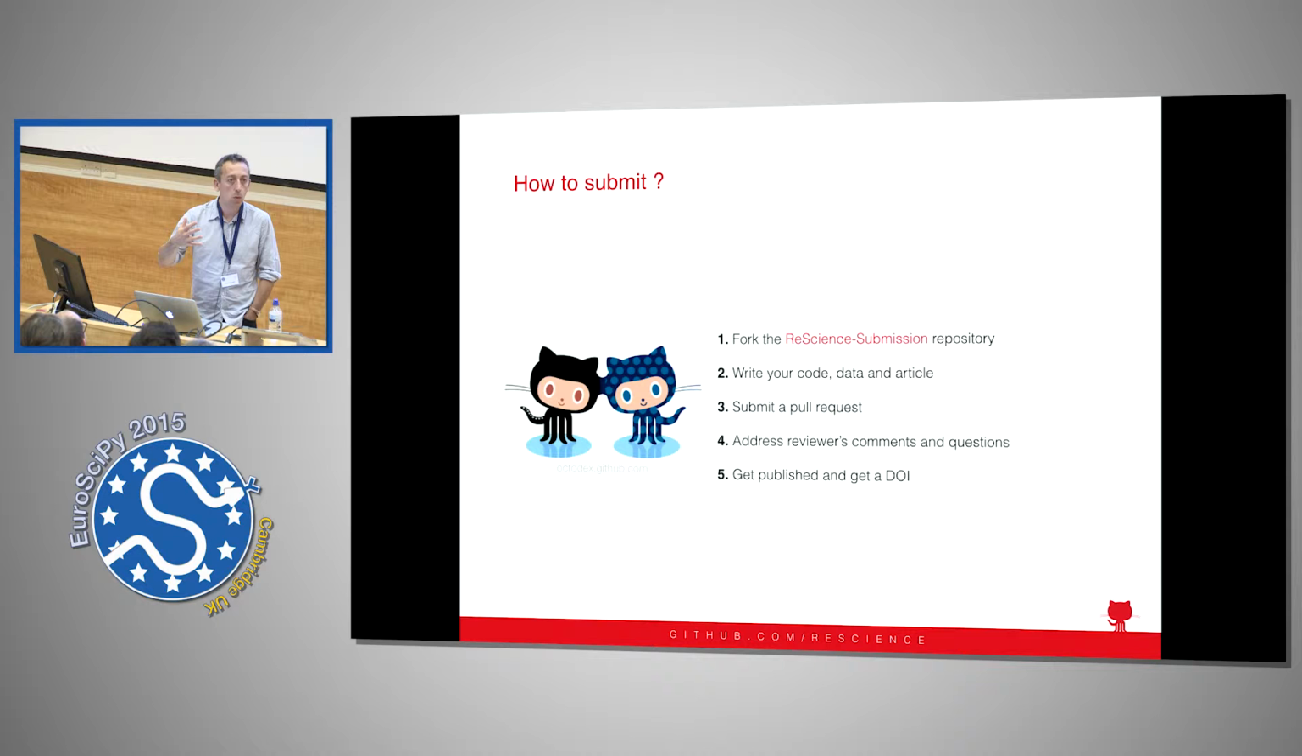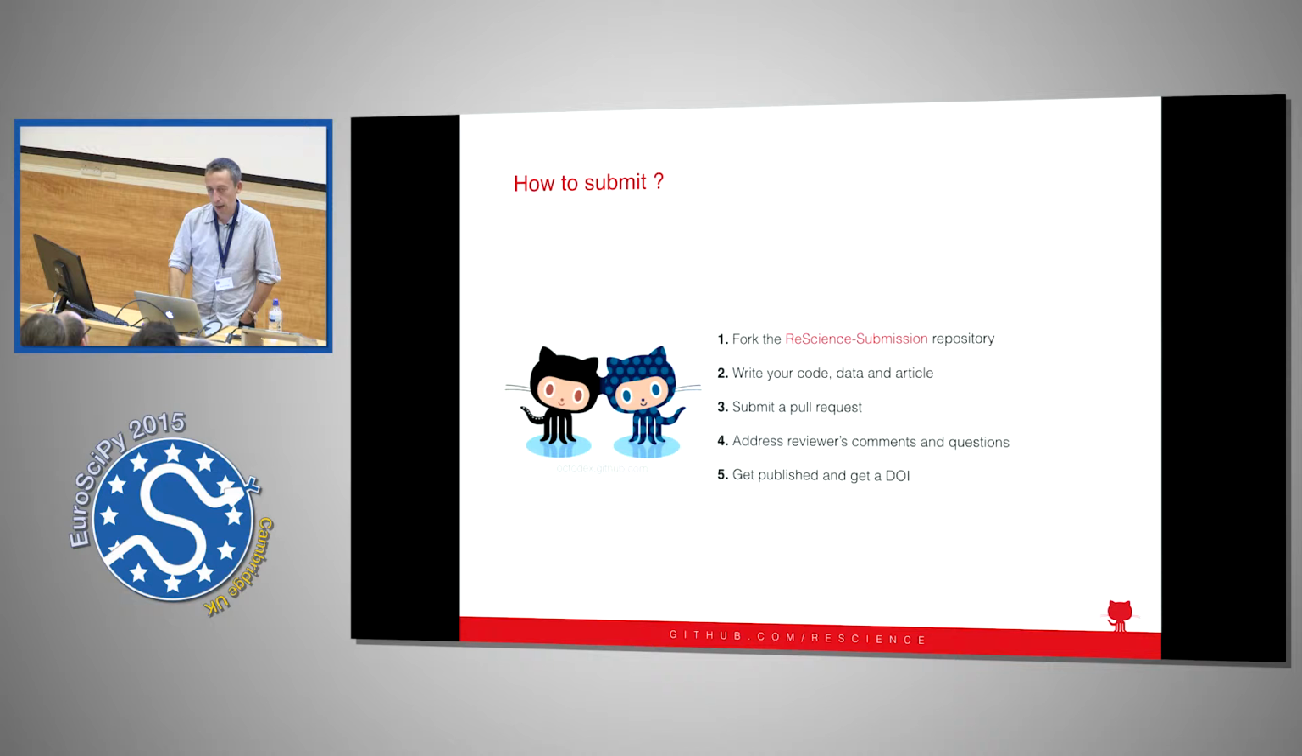Because of course, when we are talking about replication, we want some proof that you actually replicate the original paper. So either by having the exact same numerical results, or having the same behavior. It really depends on the kind of computational science you're involved in.